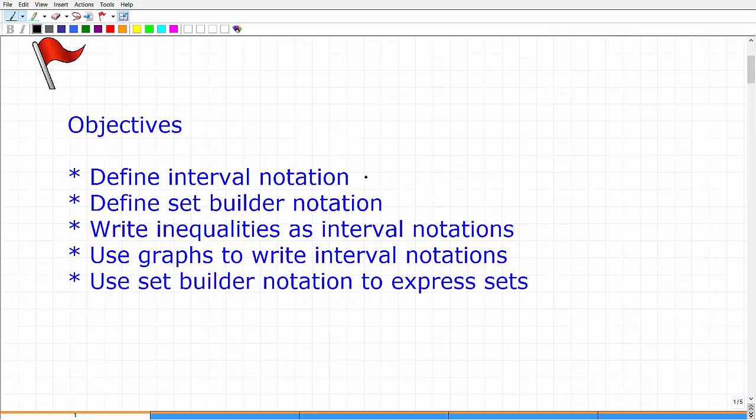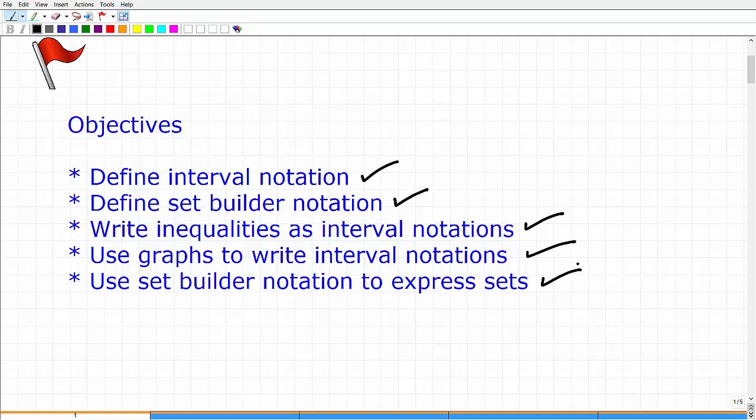So the first thing is we want to define interval notation, and then we're going to define set builder notation, and then we're going to look at how to write inequalities as interval notations, and then we're going to use graphs to write interval notations. And then we're going to use set builder notation to express sets. So a lot of very specific objectives here. You know, the words sets and notation and intervals come up, but we'll get into that in a second.